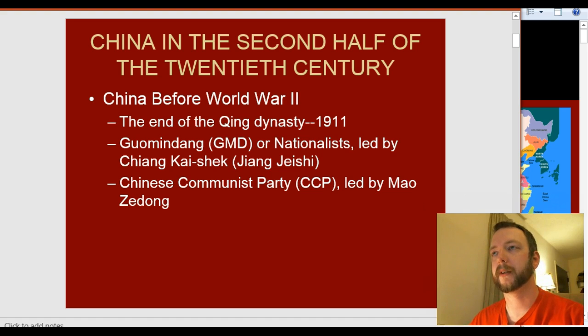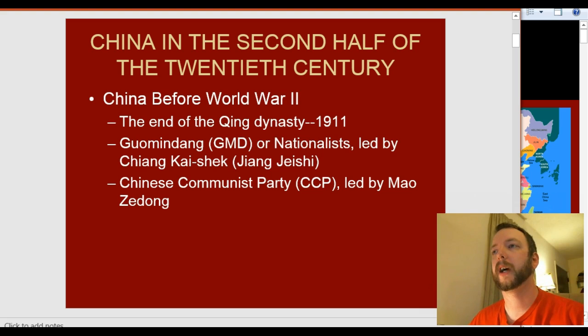So I'll give it a stab here: the Kuomintang, or the GMD for short. Sometimes they just call these the nationalists. They're led by this guy, Chiang Kai-shek, who, when you translate Chinese into English, it just doesn't work all that smoothly. So sometimes you'll see his name written as Chiang Kai-shek, and other times it'll be Jiang Jieshi. You can go with either. Typically, I say Chiang Kai-shek.